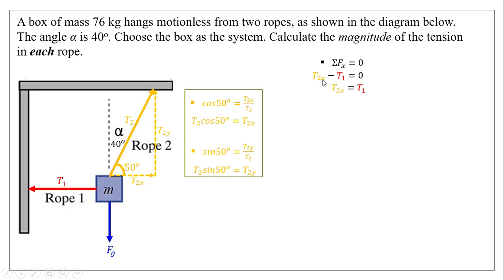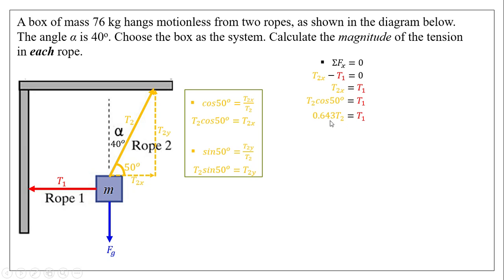Isolating for T2x. T2x is already positive, so I'm going to keep that on the left side of the equal sign. I'm going to move this negative T1 to the right side. So therefore T2x is equal to T1, but T2x can be substituted out for T2 cosine of 50, because in this little box here in the center, T2x is T2 cosine of 50 degrees. And if you simplify in the calculator, cosine of 50 degrees is about 0.643, and then T2.